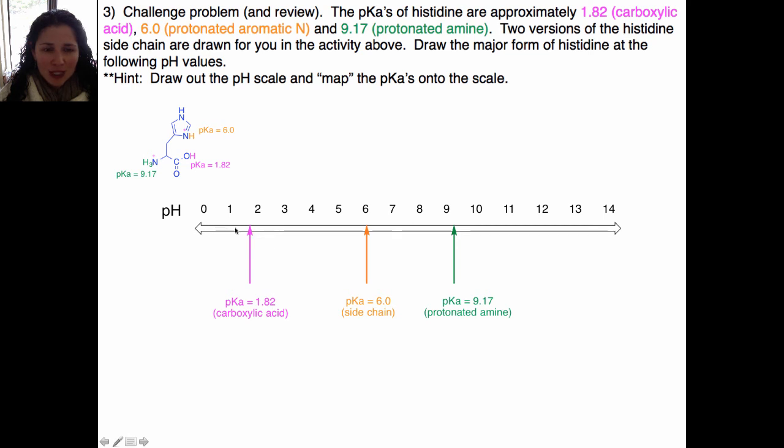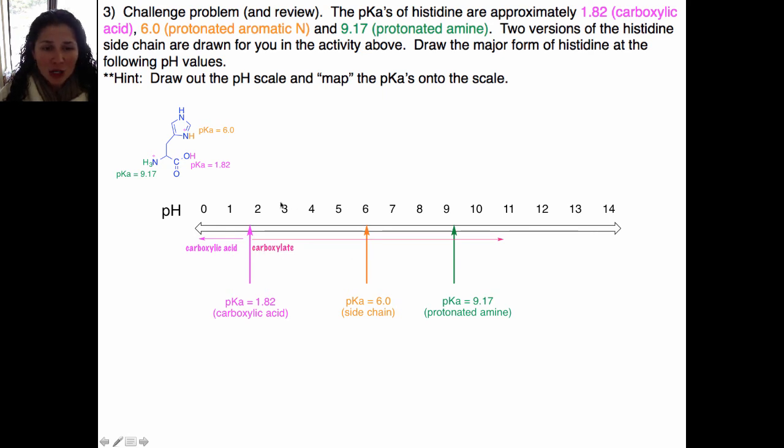And as I approach this pH, there would be a change, and it would be a change in the carboxylic acid. At pHs below the pKa of a functional group, that functional group will exist as its conjugate acid. And at pHs above the pKa, that functional group will exist as the conjugate base. In this case, it's the difference between the carboxylic acid and the carboxylate.